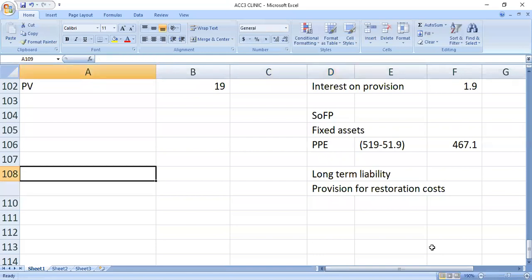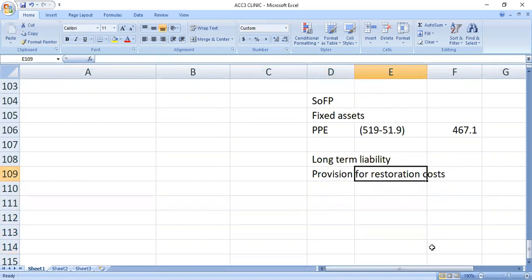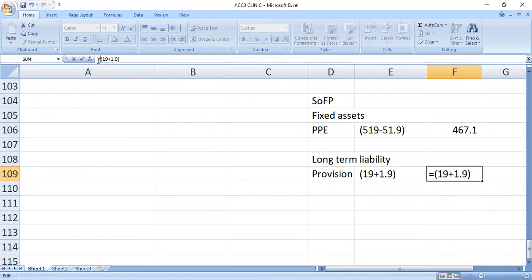Okay, now this one also initially it was only 19, but because it accrued this interest here of 1.9, it's going to change, and therefore we're saying a provision is 19 plus 1.9. Okay. So unless you have any questions, that's how we're supposed to do this question.